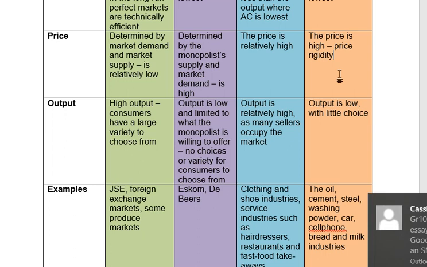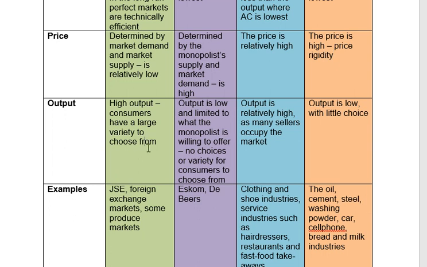In terms of the output, for the perfect market, because there are many sellers, obviously there's a high output. Each seller sells a bit, and if we add all those bits together, it ends up being a lot. So it's a high output. Consumers have a large variety to choose from. And again, it is the market structure with the highest output. So the perfect market gives us the highest output at the lowest price.